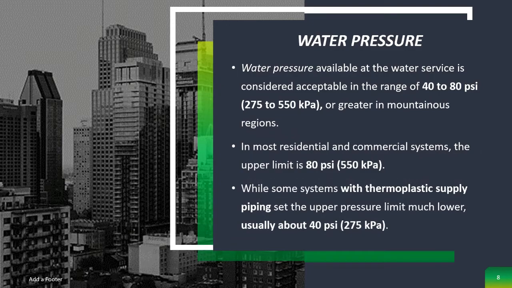Second is water pressure. Water pressure available at the water service is considered acceptable in the range of 40 to 80 psi, or 275 to 550 kilopascal, or greater in mountainous regions. In most residential and commercial systems, the upper limit is 80 psi or 550 kilopascal, while some systems with thermoplastic supply piping set the upper pressure limit much lower, usually about 40 psi or 275 kilopascal.